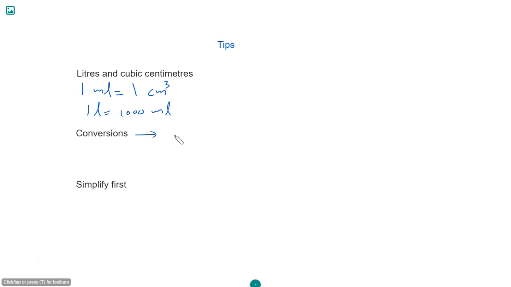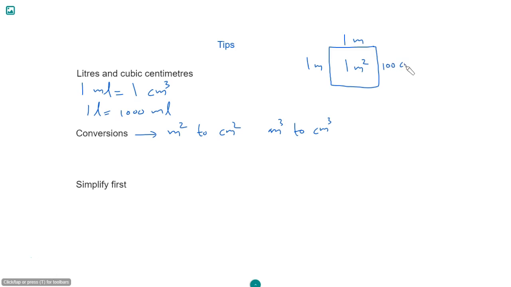Another conversion that you need to remember is from meter squared to centimeter squared, or from meter cube to centimeter cube. You need to remember that 1 meter squared is the area of a square of side 1 meter. So this is a square of side 1 meter, and this area is going to be 1 meter squared, right? You know that 1 meter is 100 centimeters. So this is 100 centimeters. So if you find the area of this square, it's going to be 100 centimeter into 100 centimeter, which is 10 raised to 4 centimeter squared. So that's the conversion between meter squared and centimeter squared. 1 meter squared is going to be 10,000 or 10 raised to 4 centimeter squared.